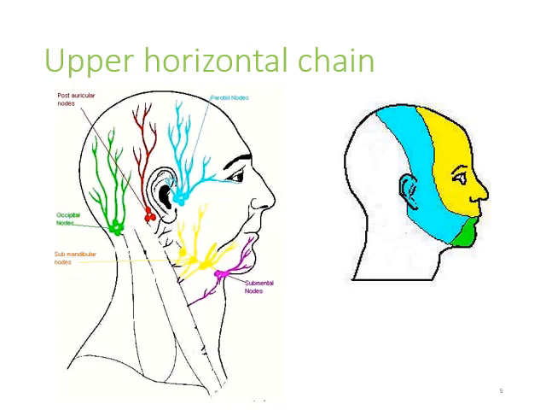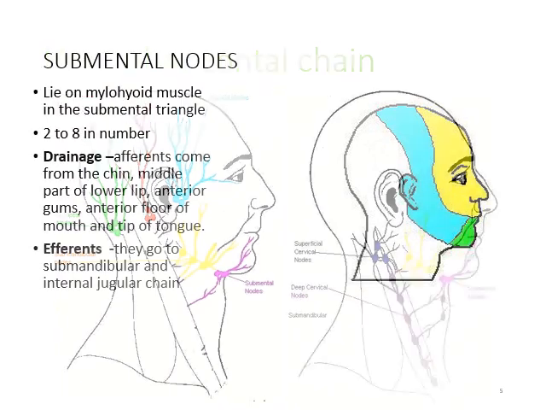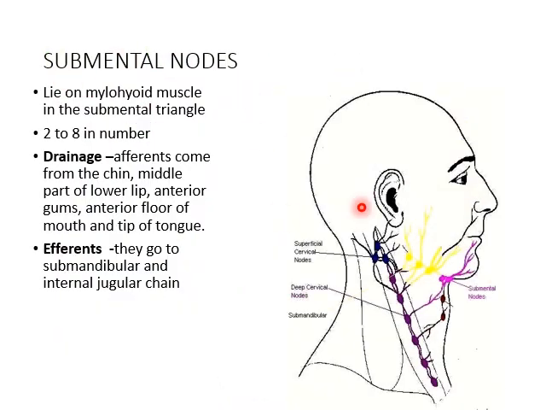Now this is the upper horizontal chain of lymph nodes. If you see the submental group of lymph nodes, here you can see the submental group of lymph nodes. So what are the structures it is draining? It is draining the chin, the lower middle part of the lower lip, the tip of the tongue, and the efferents are going to the submandibular group of lymph nodes and the internal jugular vein.